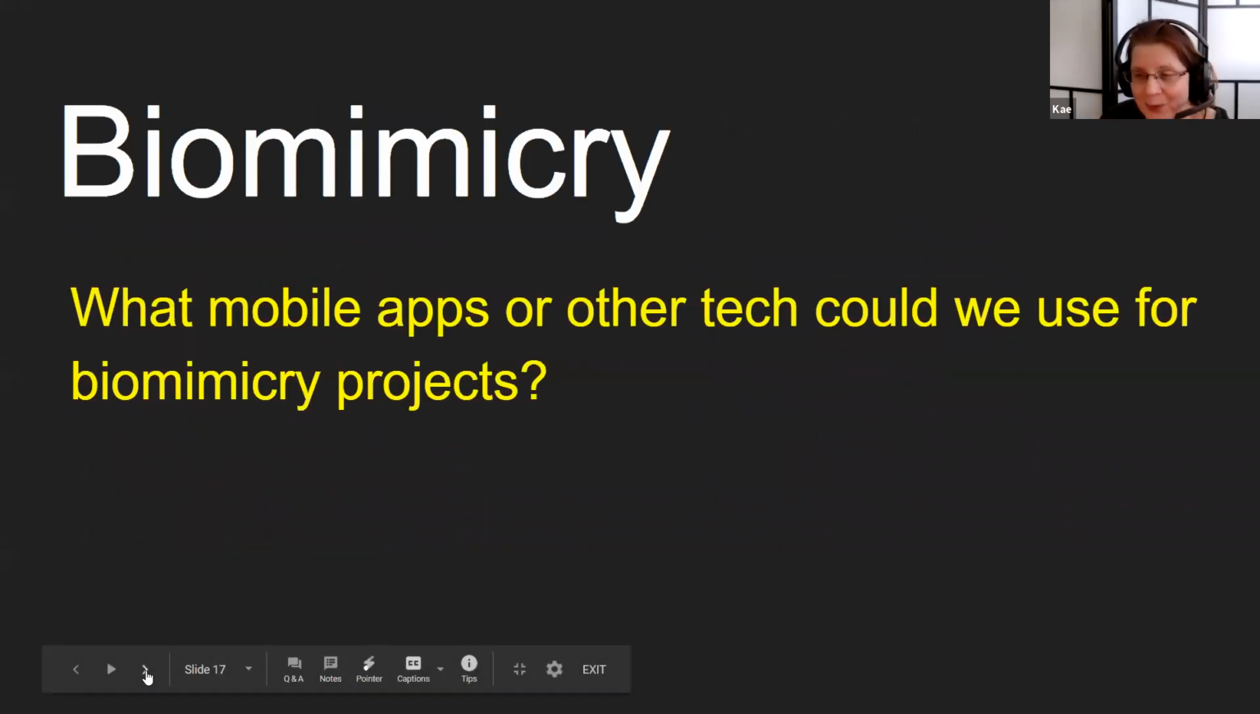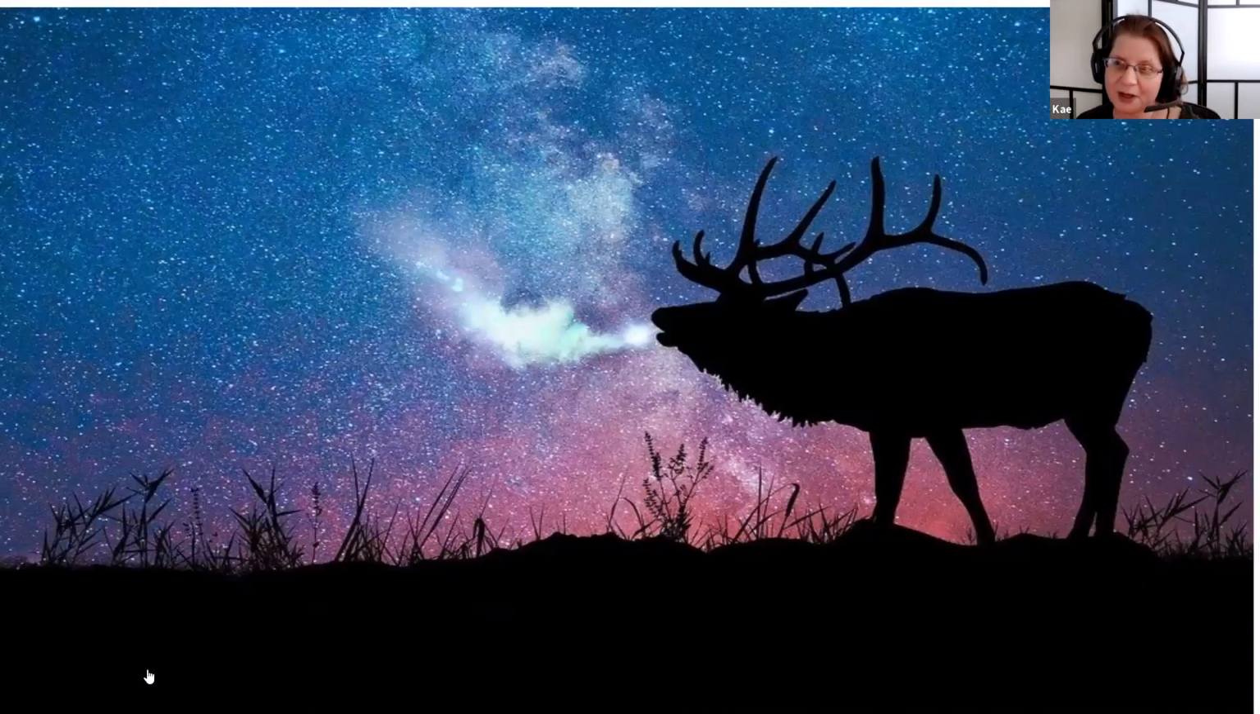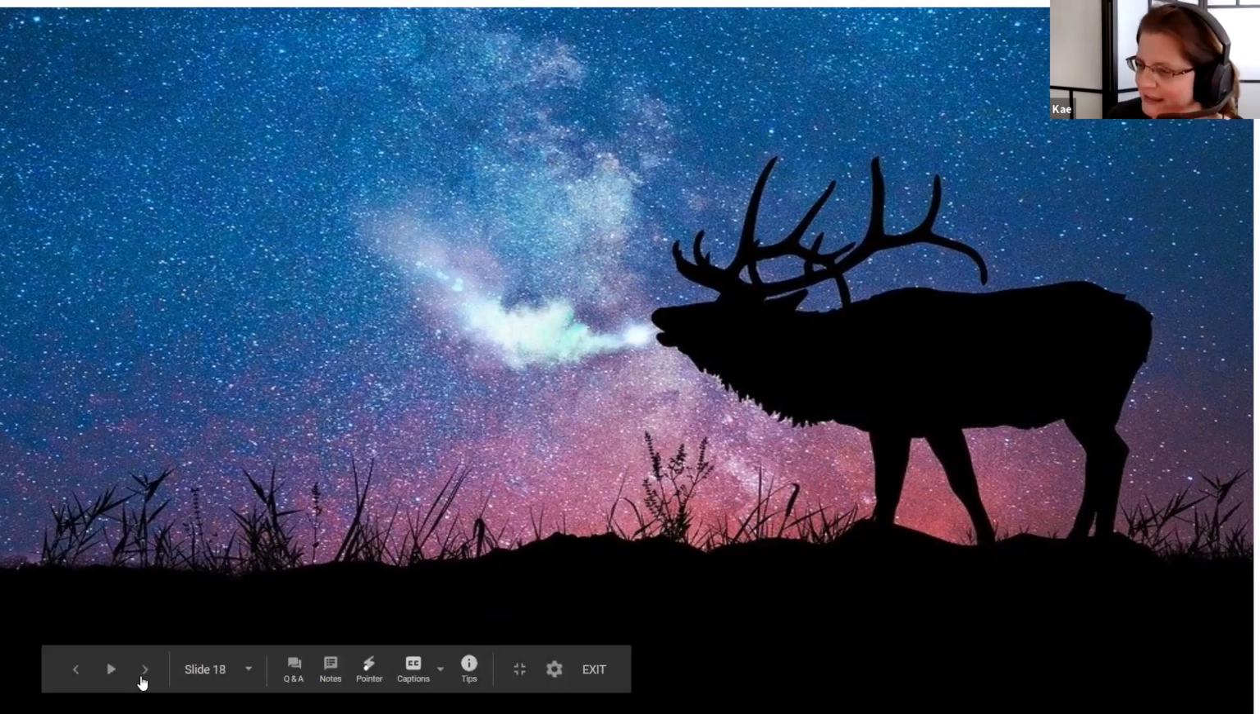And then we also started to think about what other mobile apps or tech could we use for the Biomimicry project. And I'm seeing we don't have a lot of time. So Anjali, I'm going to go quickly through a couple picture slides I put up here to show you guys something else. Now, this is not Biomimicry, but this is another design project.